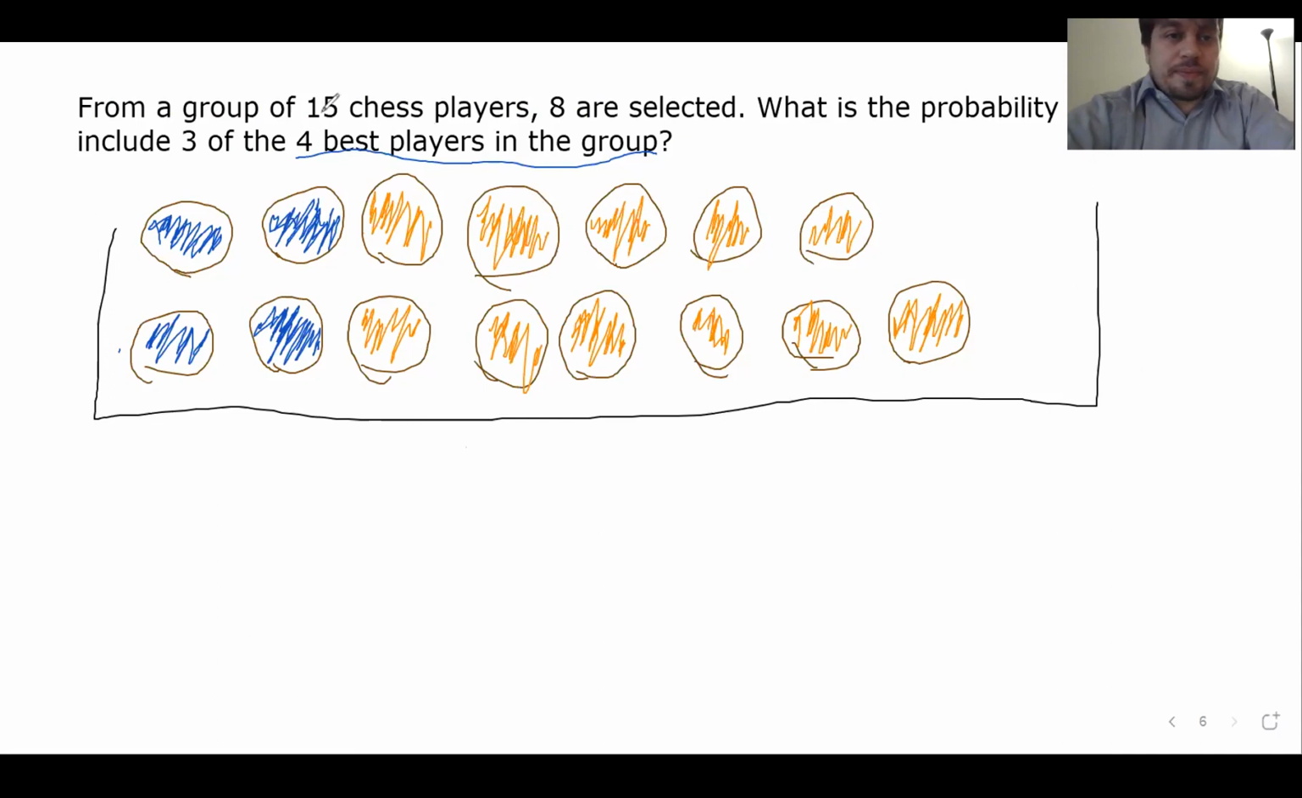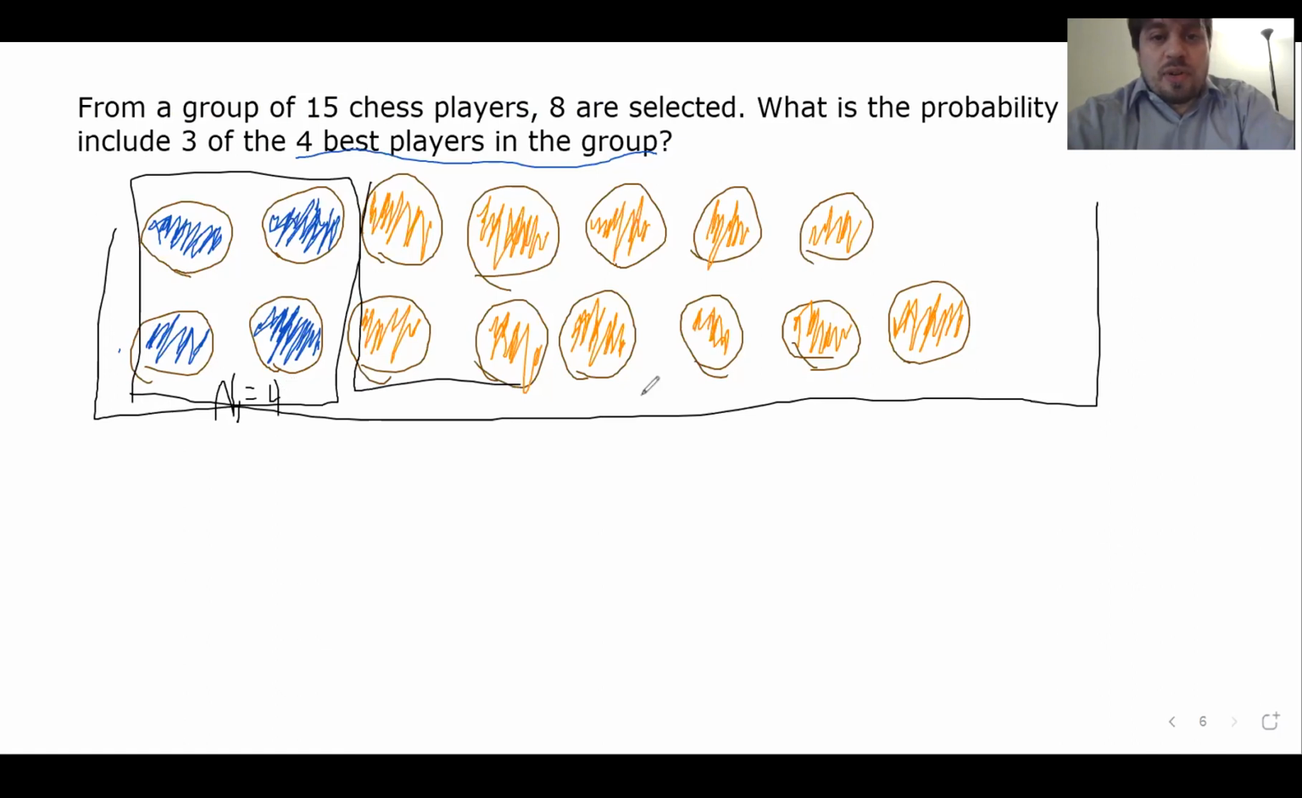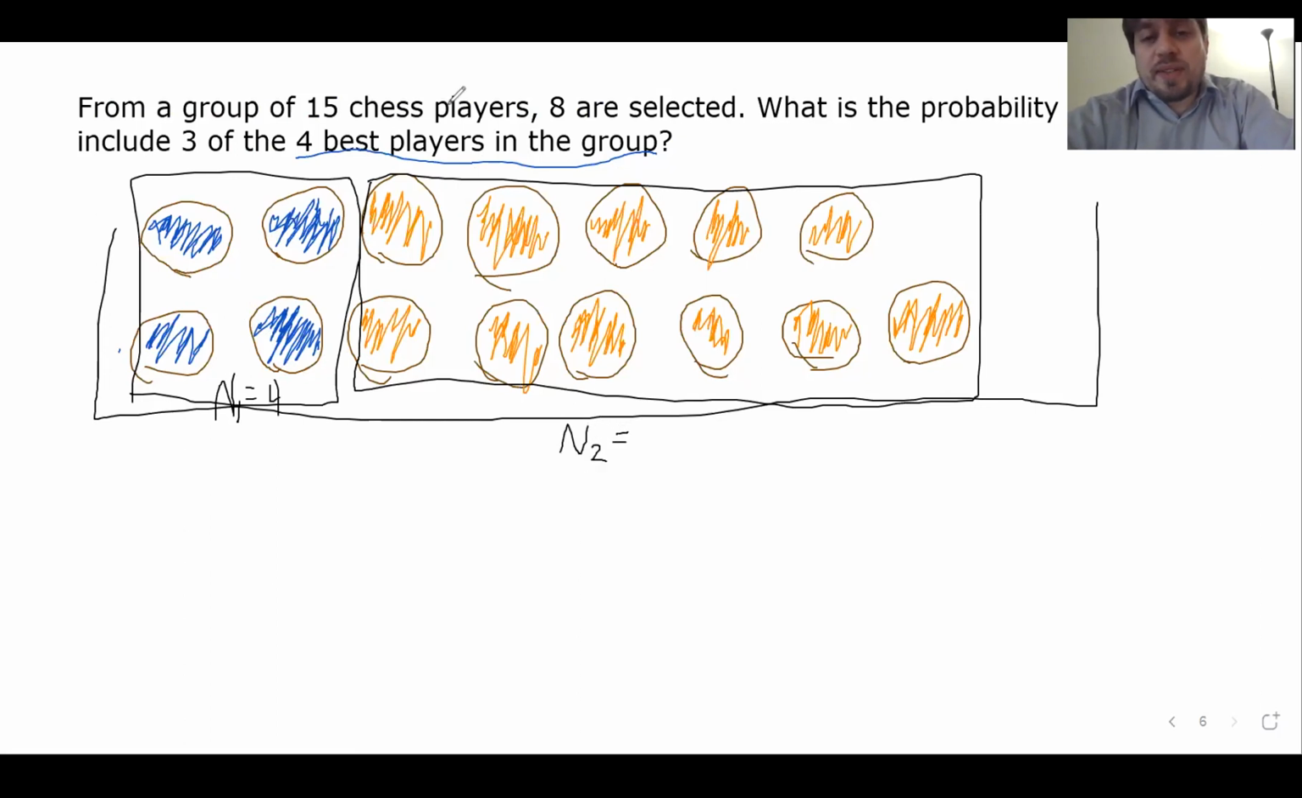All right, so the probability 8 selected include 3 of the 4 best. Type 1 is going to be the best players. So this is type 1, so N1 is going to be 4. You have type 1, which are the 4 best players, and the number of the 4 best players is 4. And then N2 is everyone else, of type 2, which are not the 4 best players. If there's 15 in total, that means N2 is a value of 11. So we've answered what N1 and N2 are.